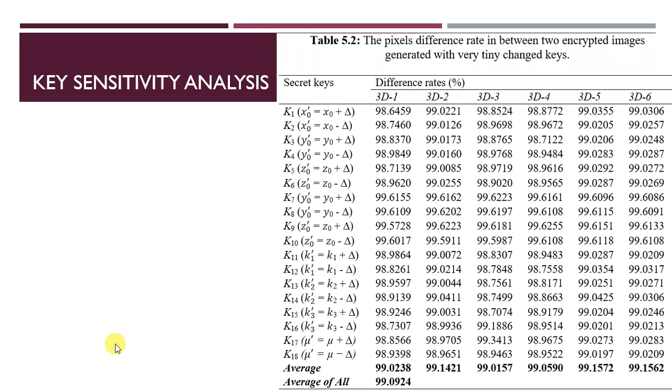This table also represents the key sensitivity analysis, that if there is a minute change in the key, and that minute change is represented through this delta. Delta is 10 raised to the power minus 14. If we make 10 raised to the power minus 14, which is a very small value, as a change in the key, then the entire result will be different, as the overall average shows 99.0924. This much the result will be different if we make this little change in our key.